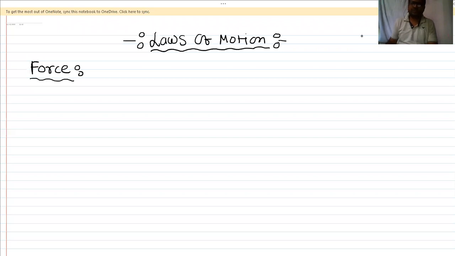Hello everyone. We'll start with laws of motion today. So in this, firstly, you have to understand what is force, right? So force is a push or pull on an object.